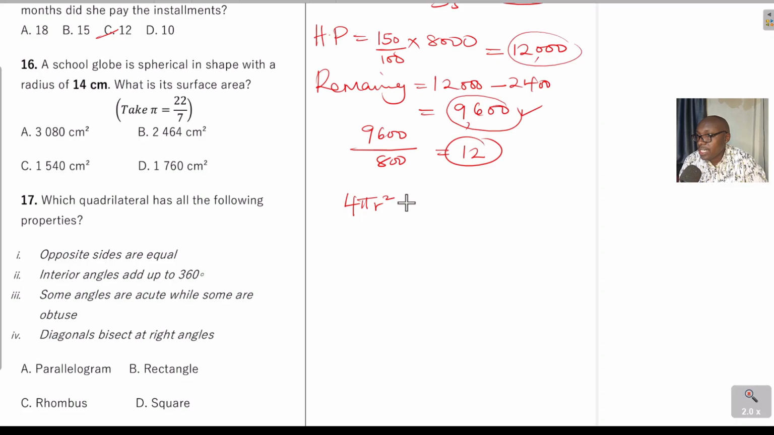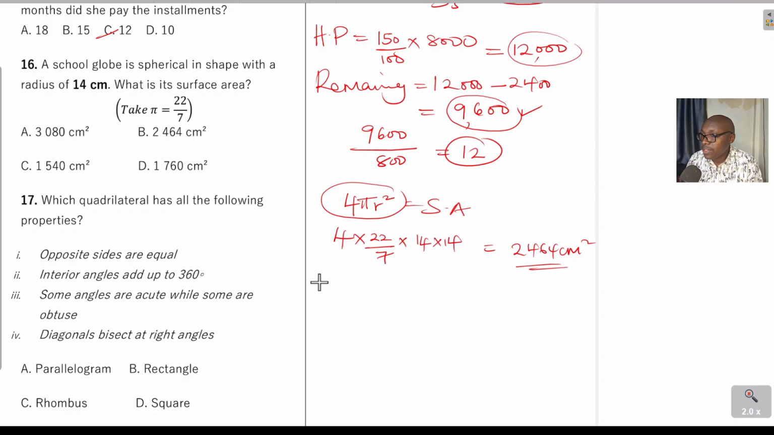That is how you get the surface area of a sphere. So you get 4 multiplied by pi times the radius squared. So you have 4 multiplied by 22 multiplied by 14 multiplied by 14 and then divide by 7. So this will be 2464. So this should give 2464 centimeters squared. The most important thing there was just to know how you get the surface area of a sphere: 4 pi r squared. Question 17.